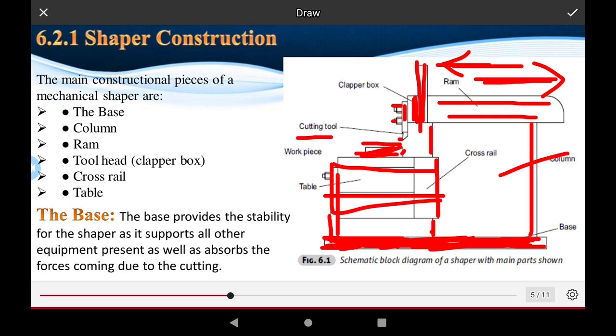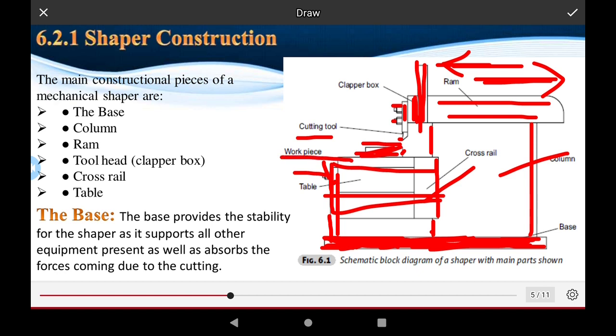The table is also holding the clamp. This is the nut and bolt. The nut and bolt are also used in holding the table surface and the workpiece. Okay, the workpiece is also held by the holding clamp. This is the cross rail, and the cross rail is also moved for the workpiece.